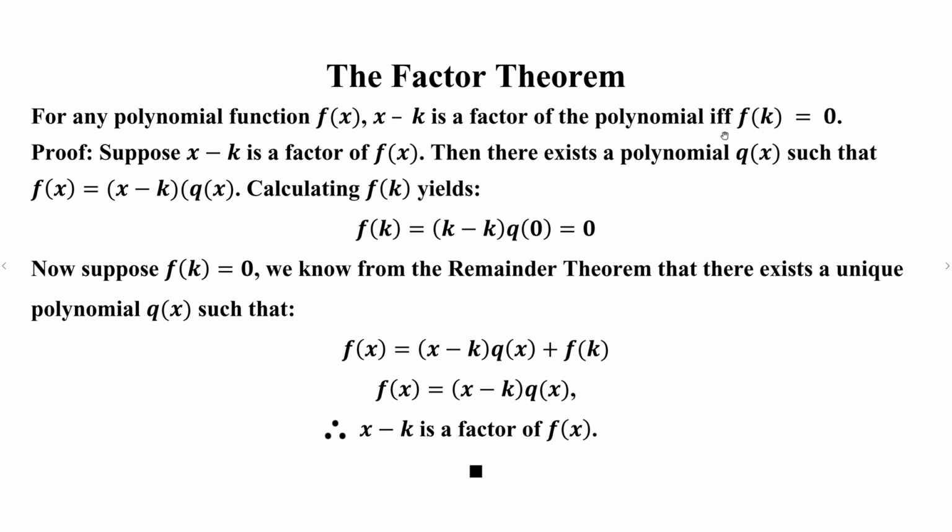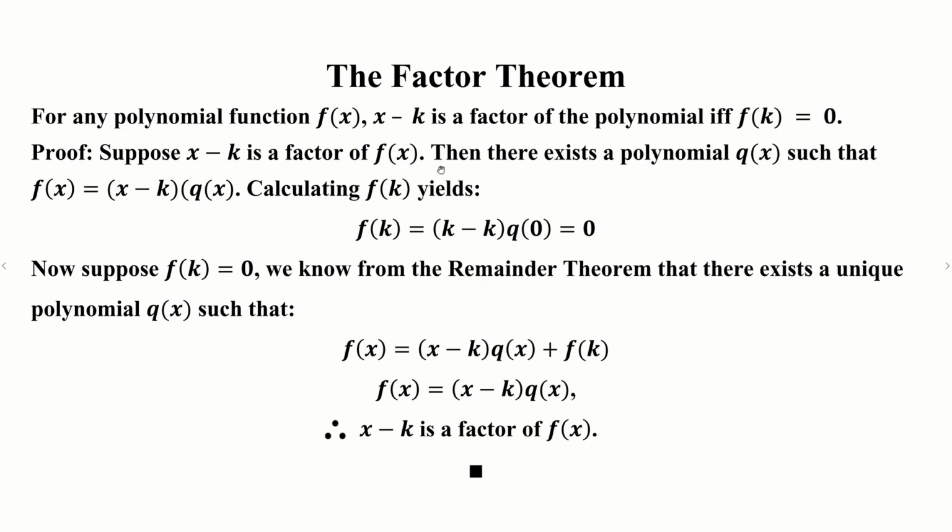This IFF is not a misspelling. It actually means if and only if. We use it very often in mathematics. What that means is this is a biconditional. So x minus k being a factor of a polynomial implies that f of k equals 0, as well as f of k being 0 implies that x minus k is a factor of the polynomial. So it's a biconditional.